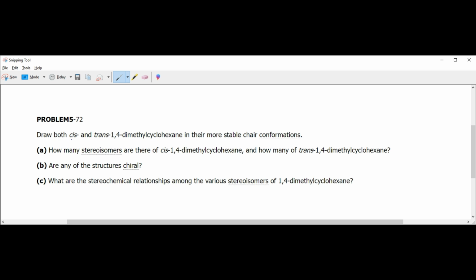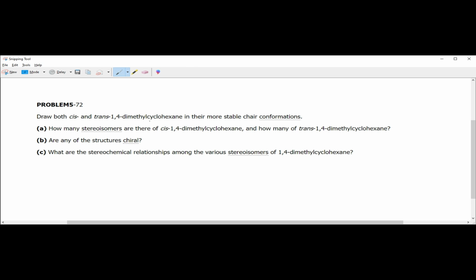So, first part of the problem: draw both cis and trans forms of this molecule in their more stable chair conformations. To do this, I think it's best to draw a cyclohexane as such, then draw the chair conformation both ways, and then identify which one's more stable. So this is our cyclohexane. We're going to be looking at 1,4-dimethyl cyclohexane.